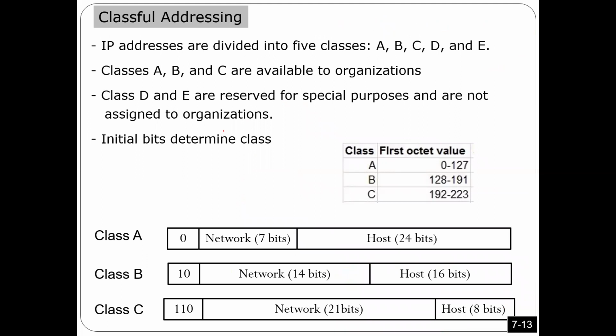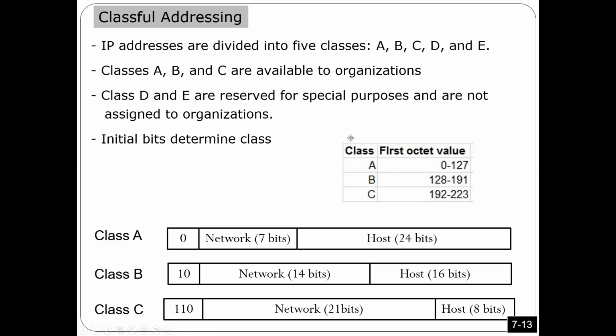Also, the IPs here, we divide them into classes, okay? So for every IP, we divide them into classes. We have class A, B, C, D, and E, okay? Usually, class A, B, C are available for organizations. That's usually what we do. D and E are used for special purposes, okay? Like multicast or something like that. So we're gonna focus on A, B, and C, okay?